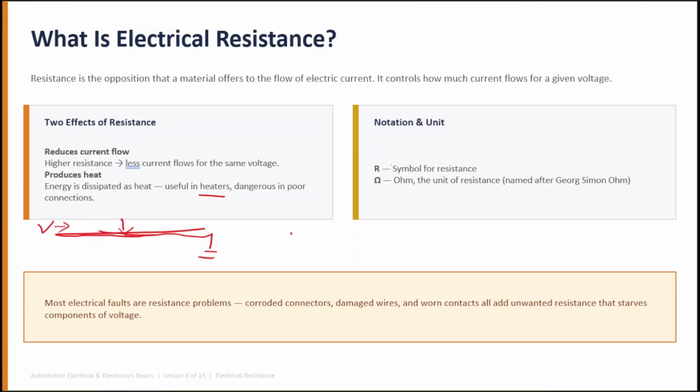How do we denote it? We denote it using a capital letter R. How do you measure it? Using an ohmmeter, and the unit is ohms, named after George Simon Ohm, scientist. Most of the faults in an electrical system are caused by resistance: corroded connectors, damaged wires, worn contacts, or unwanted resistance in the component.